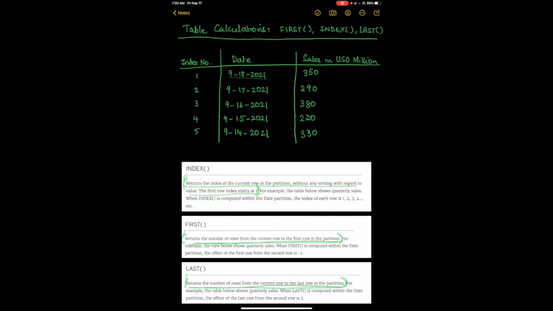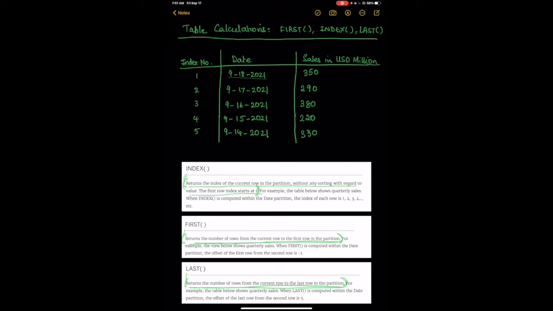And here we are going to discuss table calculations, and in specific three table calculations: first, index, and last, that can be pretty powerful in order to compute values within your worksheet that contains a table. So I have created a mini table for demonstration purposes. It has got 5 entries, 1 to 5, and the dates from 18 September to 14 September, and these are the corresponding sales in USD million dollars.